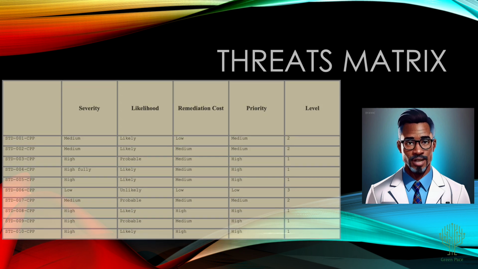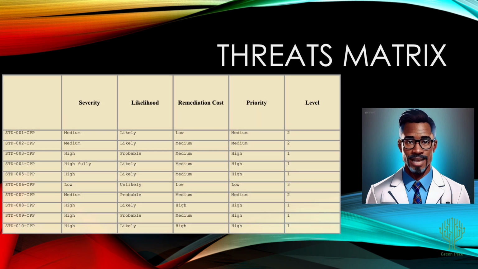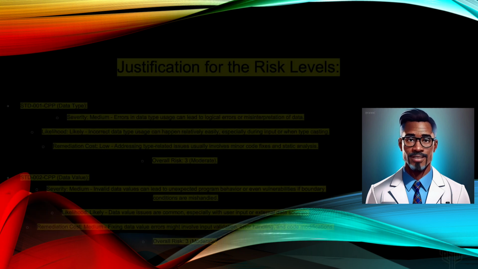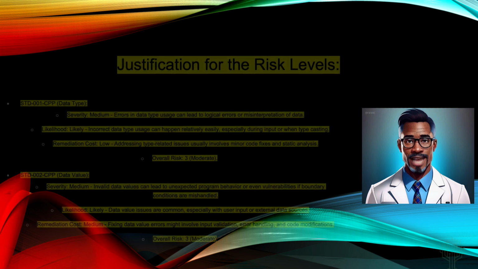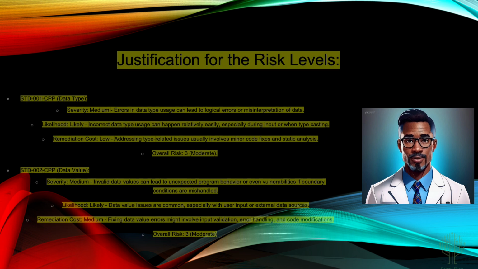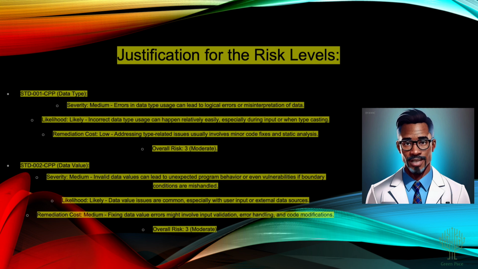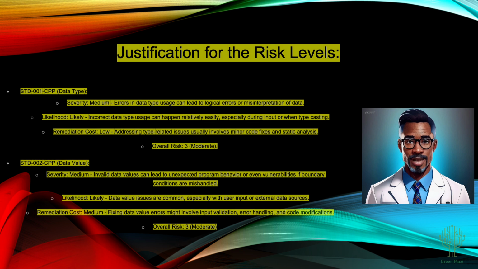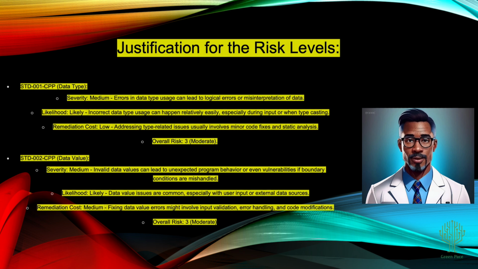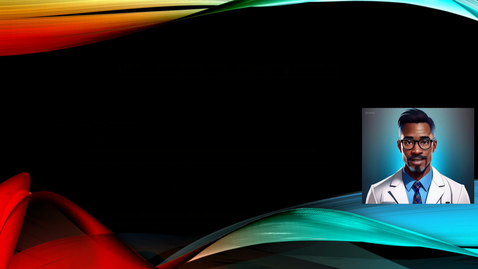Slide number 4, Justification Standards. STD-001 and STD-002. We begin with two common vulnerabilities, data type STD-001 and data value STD-002. Issues both have moderate risk. These bugs often stem from user input or improper validation and are typically easy to fix with the right tools and careful type enforcement.